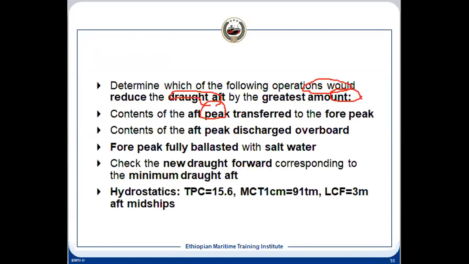Now let us see what we'll have to calculate. So we'll have to determine the reduced draft aft, the greatest amount. There are different conditions. If we transfer aft peak tank contain that fresh water to the forepeak tank, or aft peak discharge overboard. Third condition, forepeak tank fully ballast with seawater. So we'll have to check that.